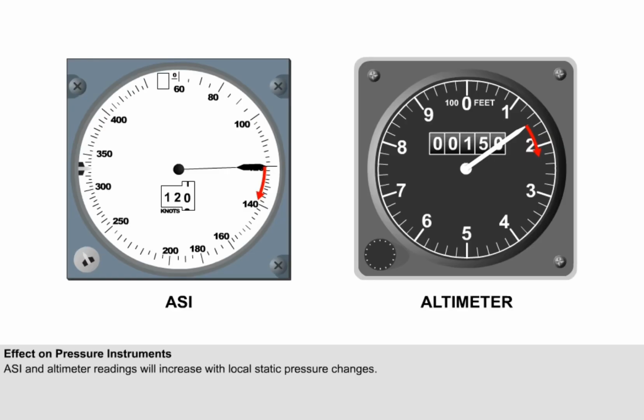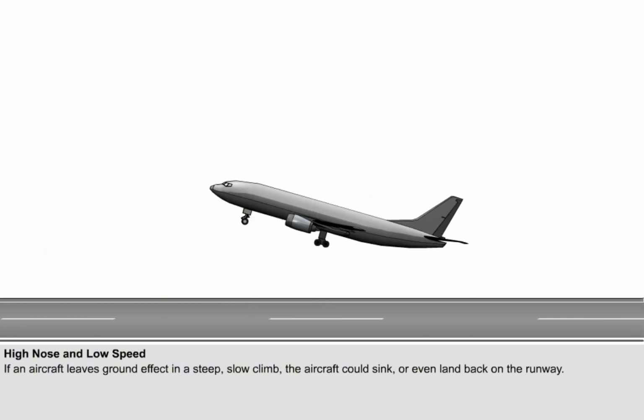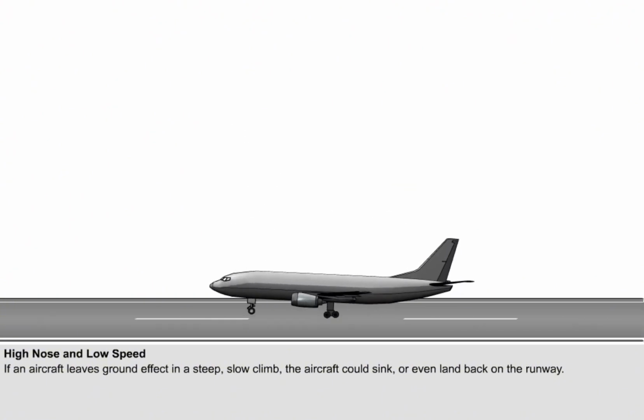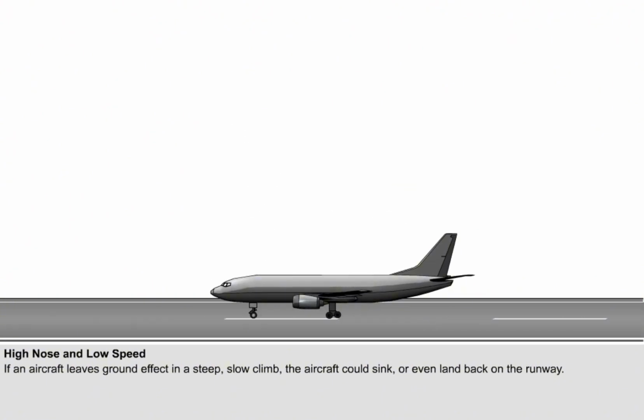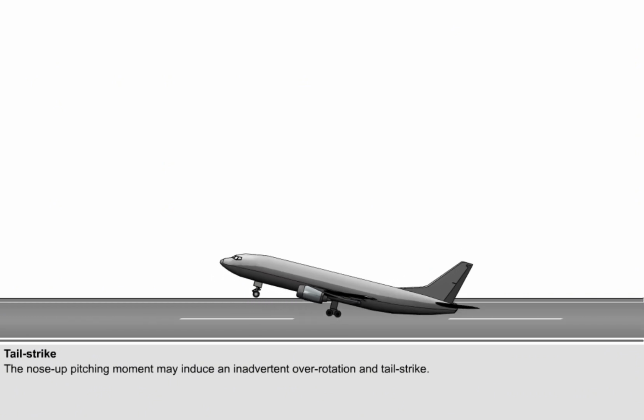The pressure error change, which would occur on entering ground effect, is reversed, with a small local static pressure decrease and a slight increase in ASI and altimeter indications. It is possible to become airborne in ground effect at an airspeed and angle of attack such that, after leaving ground effect, the aircraft could sink and even settle back onto the runway. It is therefore vital that the correct speeds and attitudes are used for takeoff. The nose-up pitching moment may induce an inadvertent over-rotation and tail strike.